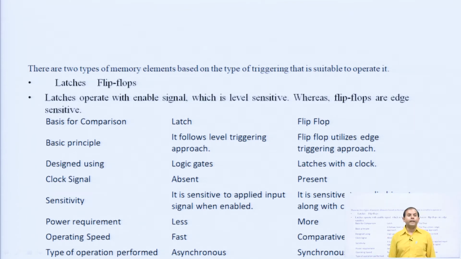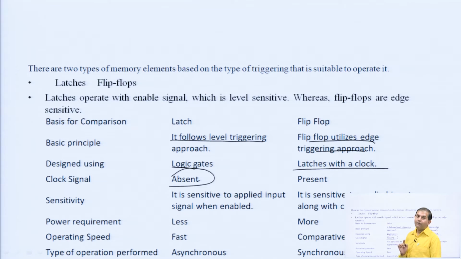Now we are going to discuss memory elements, latches and flip flops. The very basic sequential circuit is the latch. Latches operate with an enable signal which is level sensitive, whereas flip flops are edge sensitive. Okay, these are some basic comparisons. Latches follow level triggering, flip flops utilize the edge triggering approach. Latches depend on logic gates, with the clock signal absent. The basic difference between latch and flip flop is that no clock signal is present in latches.